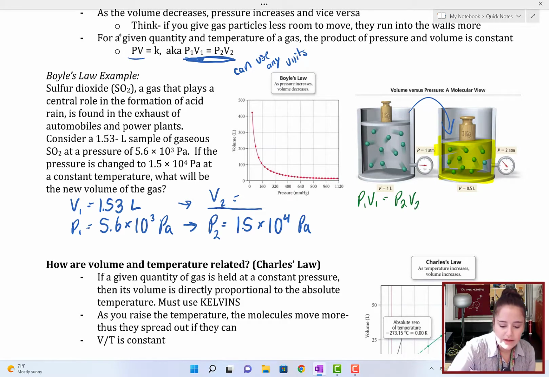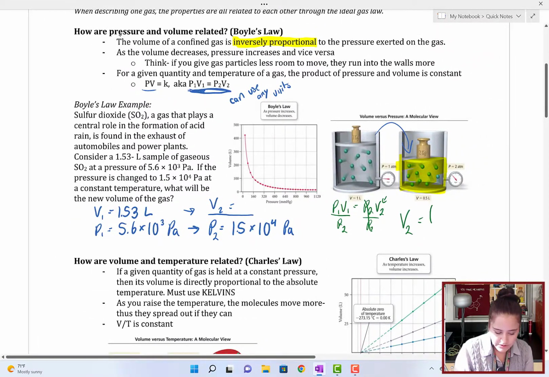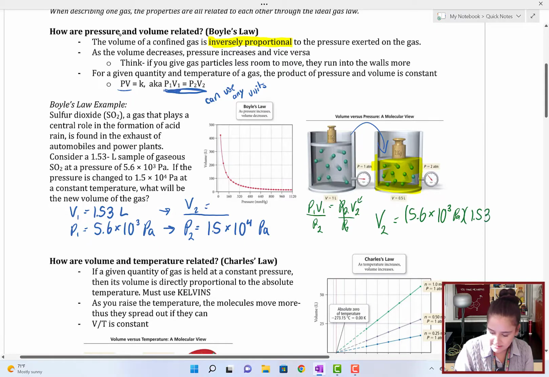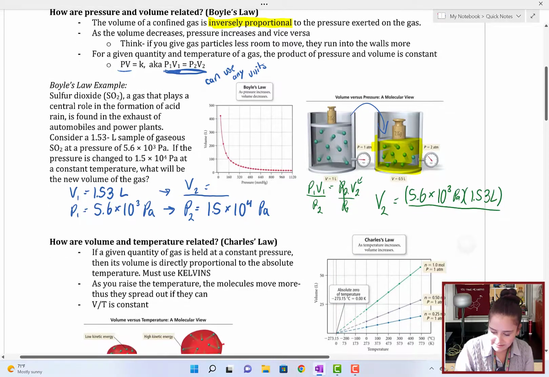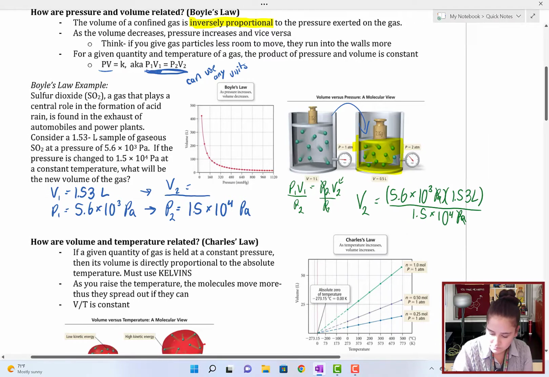Okay, so if we got that equation, P1V1 equals P2V2, and we're solving for V2, we would divide by P2. So we get V2 equals P1 times V1 divided by P2. So let's go ahead and plug in those numbers. V2 will equal P1, 5.6 times 10 to the 3rd pascals, times V1, 1.53 liters, divided by P2, 1.5 times 10 to the 4th pascals.